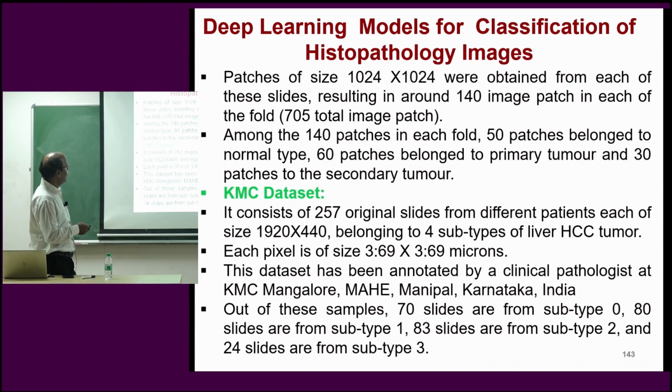Now, the KMC data set which we curated: we got 256 original slides from different patients, each having a size of 1920 cross 1440, belonging to 4 subtypes of liver.